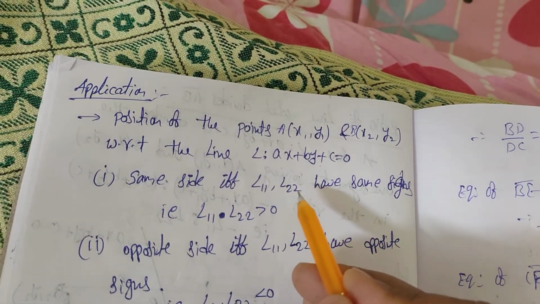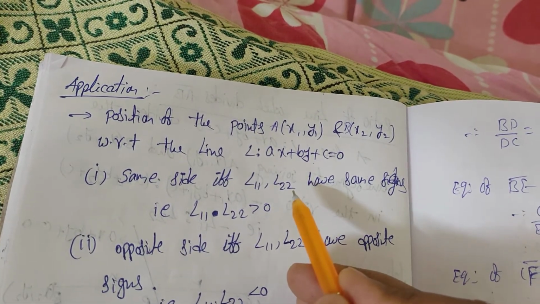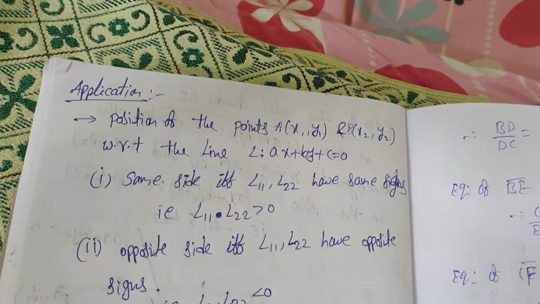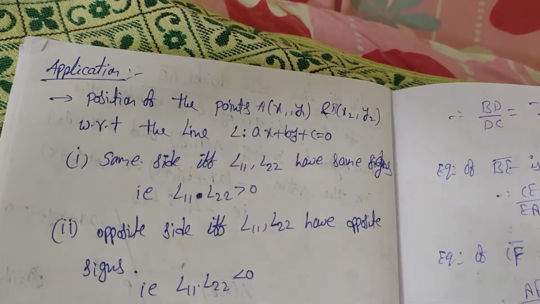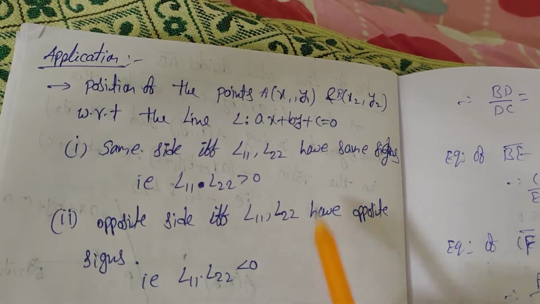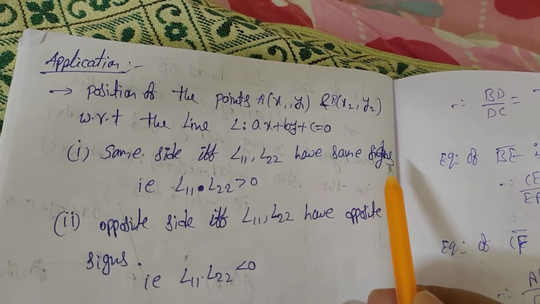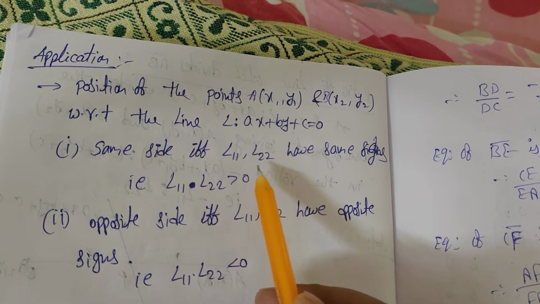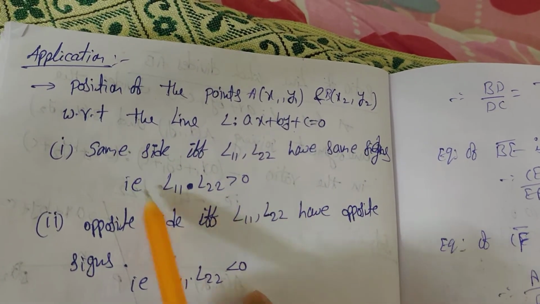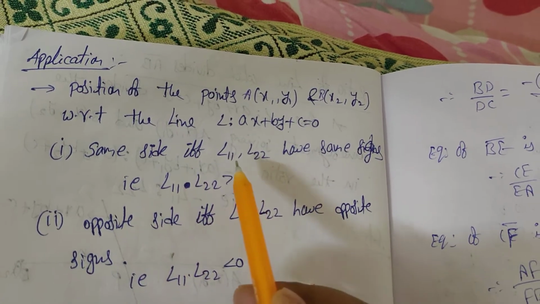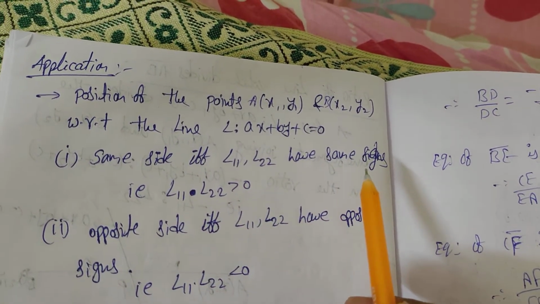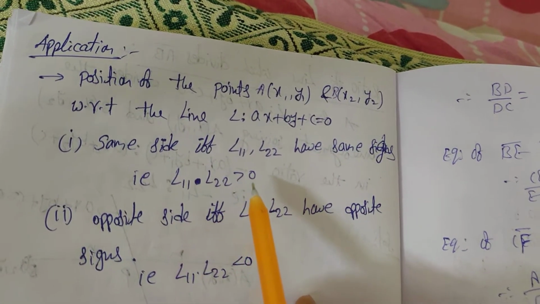If these have the same sign, then that ratio becomes negative. Negative means that P divides AB externally. Both having the same signs means this product gives positive only, that is always greater than 0. Shortly we can use this condition also. So L1 and L2 have the same signs in the sense L1 into L2 is positive.